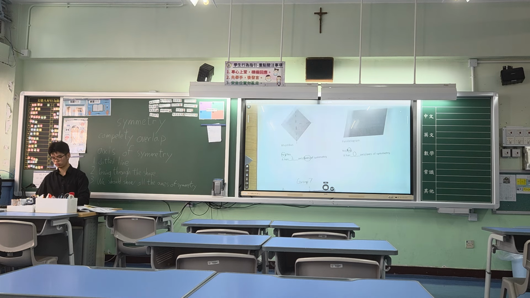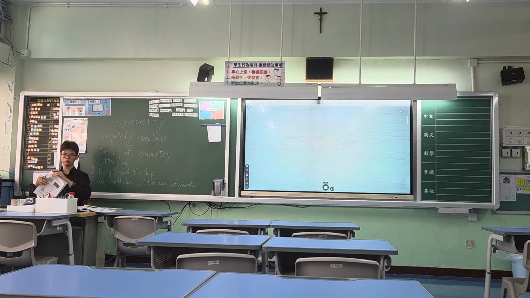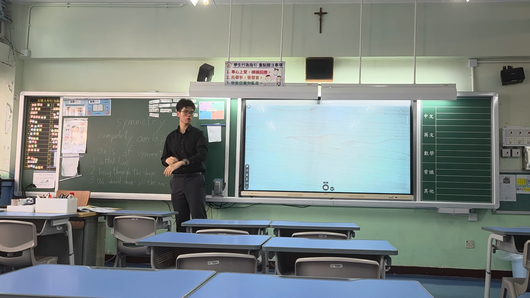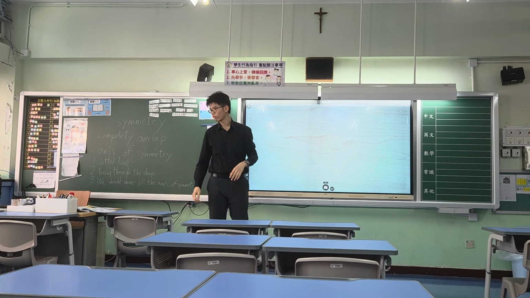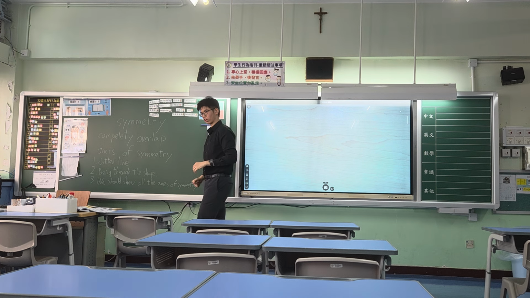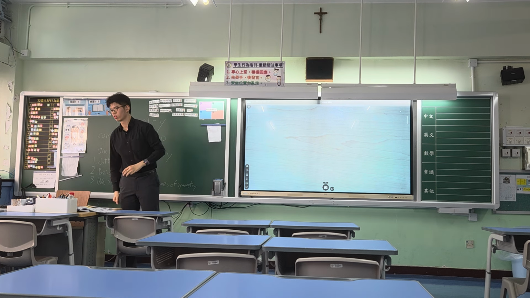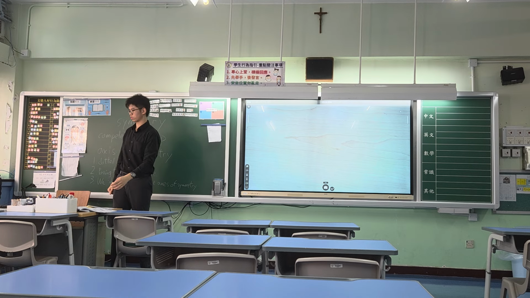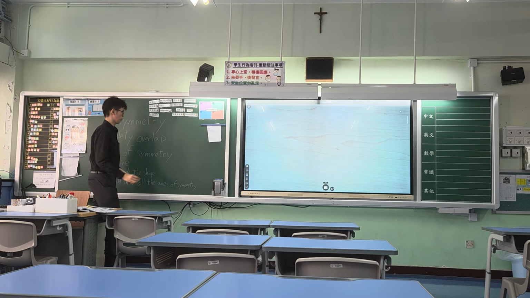Alright, so let's move on to the star question. How many axes of symmetry does a circle actually have? Okay, anyone want to answer? Oops. Okay, group 7. So, what is your answer? Infinity. Interesting. Let me write it down on the back.